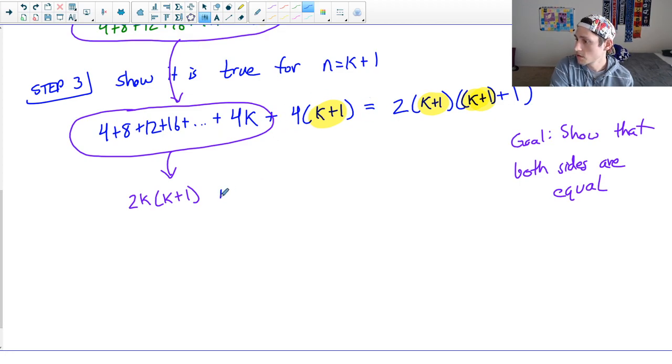And now we'll just add in the rest of our stuff. So this term plus 4 times k plus 1, and then equals 2 times k plus 1, and then k plus 1 plus 1, I'll write as k plus 2.